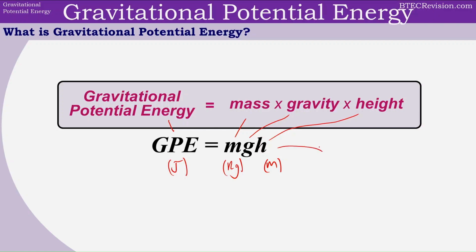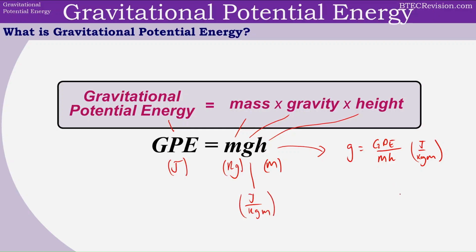So we can rearrange this equation to work out the unit for gravity. If we rearrange this, we have G equals GPE over M times height. Looking at the units, that's joules per kilogram meter. So we can say the unit for gravity is joules per kilogram meter.